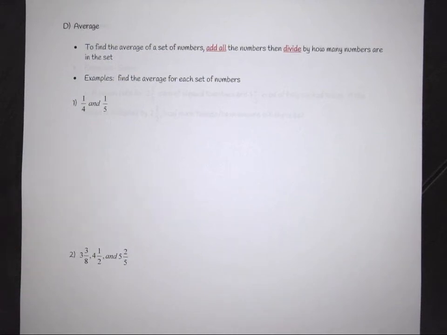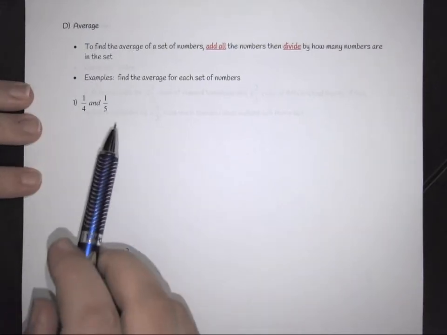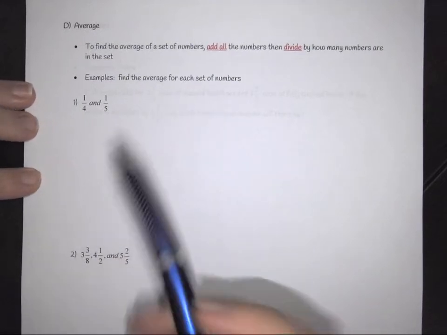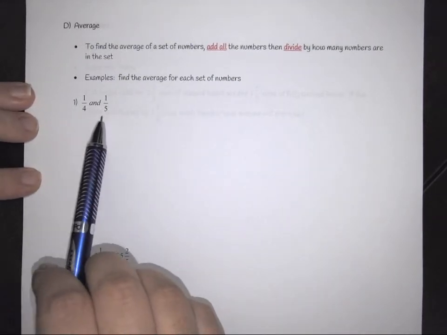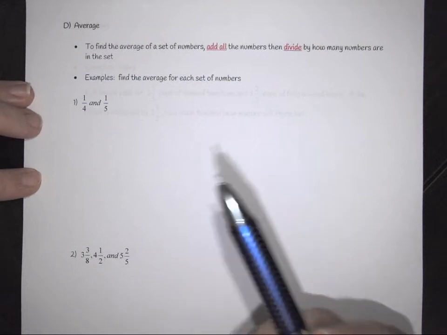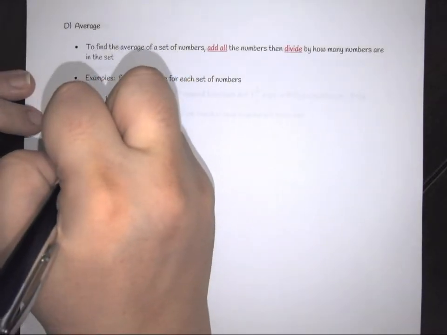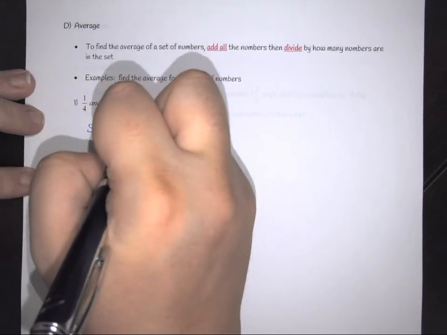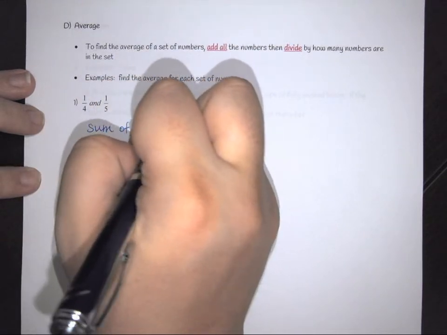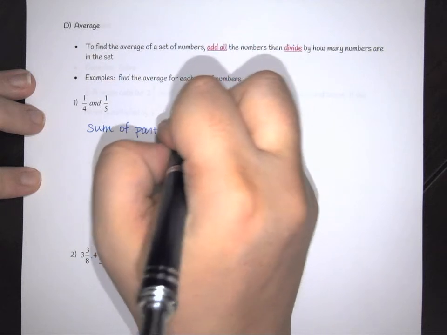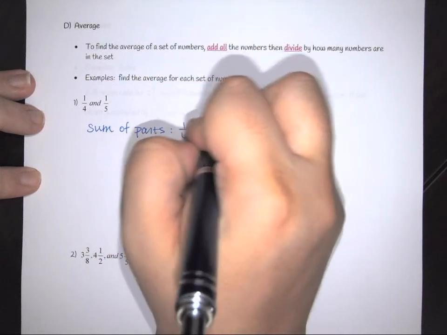You sum up all of your parts and then you're going to divide that value by the number of parts that you summed together. So first and foremost, we need to find the average for the set of numbers, and the first set is 1/4 and 1/5. The first thing we need to do is look at the sum of your parts, which in this case is going to be 1/4 plus 1/5.